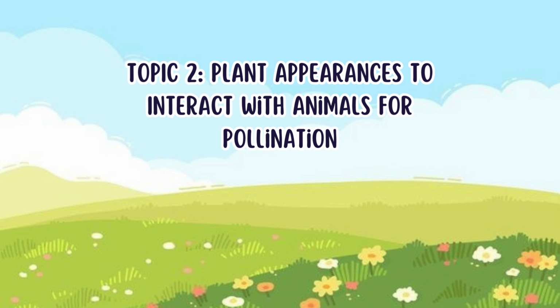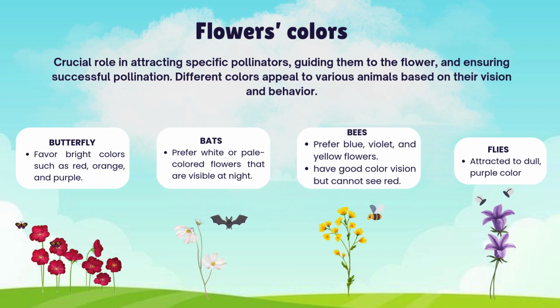As we know, pollination is essential for plant reproduction, and many plants rely on animals to transfer pollen between flowers. Flowers have developed unique traits to attract specific pollinators. Color of the flowers is one of the most important ways plants attract pollinators. Different pollinators are drawn to specific colors based on their vision. For example, butterflies are attracted to bright colors like red, orange, and purple.